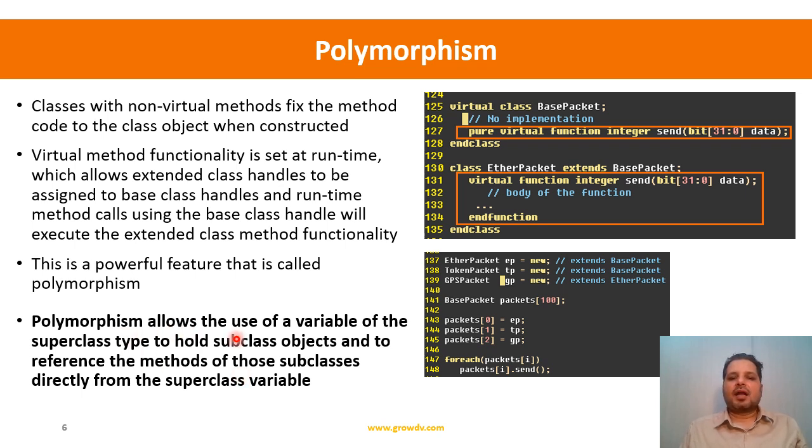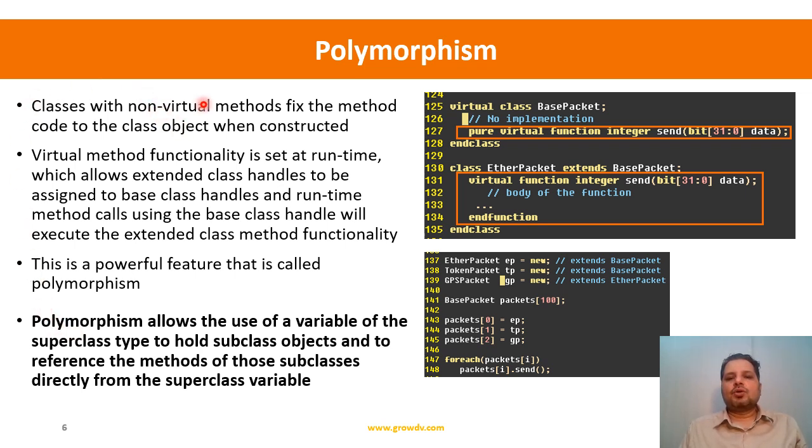Polymorphism allows the use of a variable of a superclass type, superclass meaning a base class, formally, to hold subclass, meaning extended or derived class, objects, and to reference the methods of those subclasses directly from a superclass variable. It's very clear, right? We have already talked about it. So in polymorphism, you have a base class handle, you assign a derived or extended class object, and through that you are able to call the methods of the derived class. For that, you remember, we had used virtual methods.